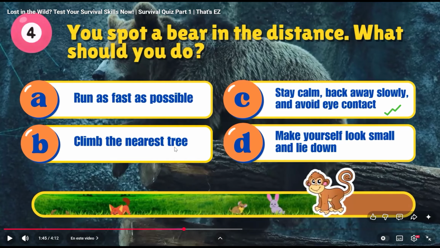The correct answer is letter C. Running triggers the bear's chase instinct. Excellent, right? Stay calm, back away slowly, and avoid eye contact. Perfect. Letter C, okay? If you run or if you climb a tree, remember that bears are able to climb trees as well. And remember also that bears can run very fast. So in this case, it's not a good option to run or climb a tree. Stay calm, back away slowly, and avoid eye contact.